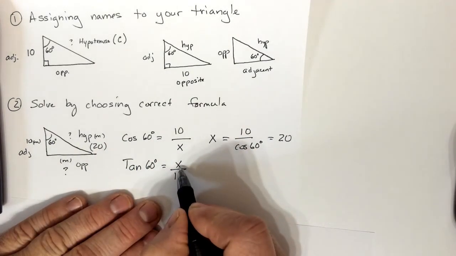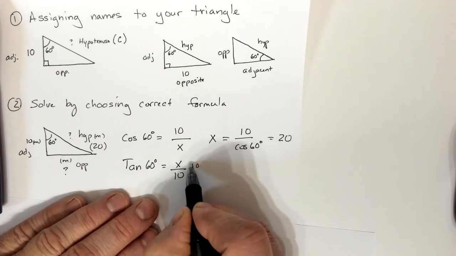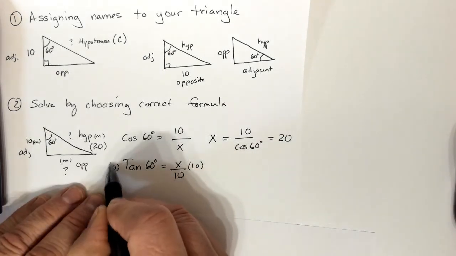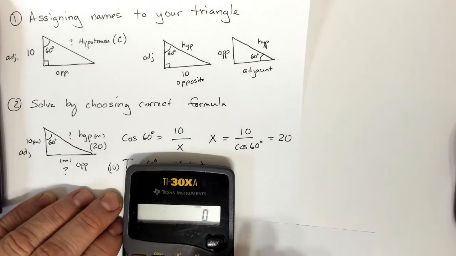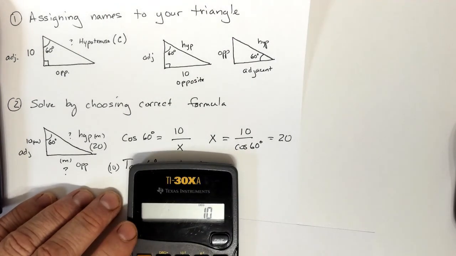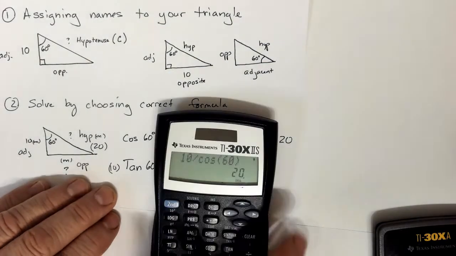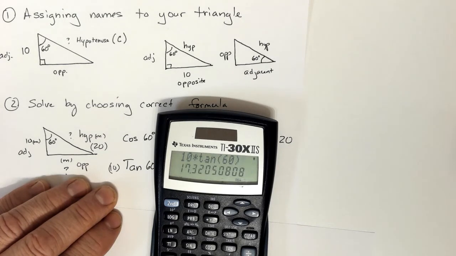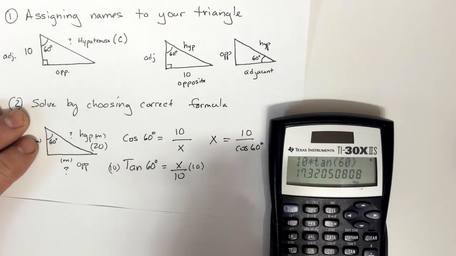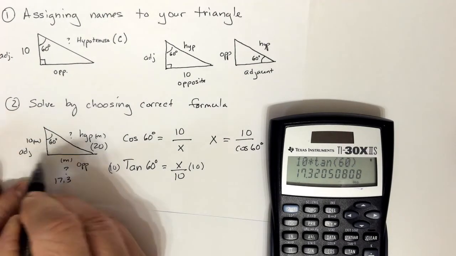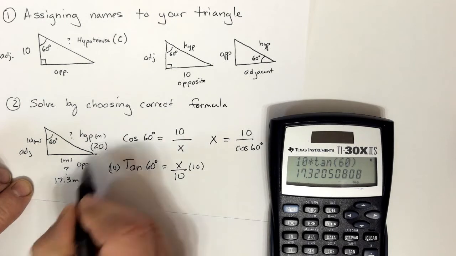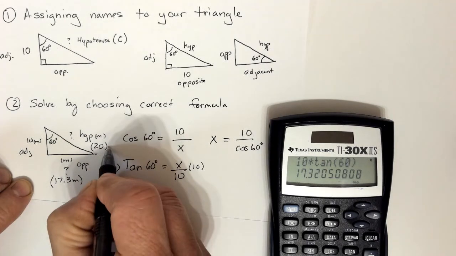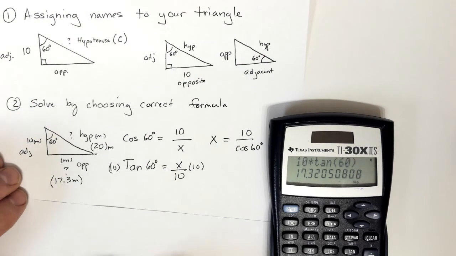So now I want to solve for the X. I'm just going to multiply both sides by 10. So here's my formula. I go 10 times, whoops, wrong calculator. I want to use the right calculator. Here we go, clear. We have 10 times tangent, and I want 60 in there, and I close the bracket, push equals. I get 17.32. I'm just going to put 17.3, and remember, if it's meters here, it's going to be meters here, and it's going to be meters there. So that's meters as well. Okay? So that's how you would solve that problem.